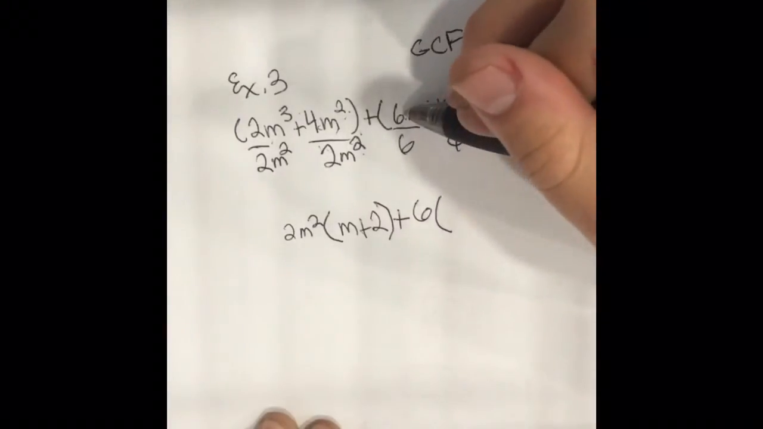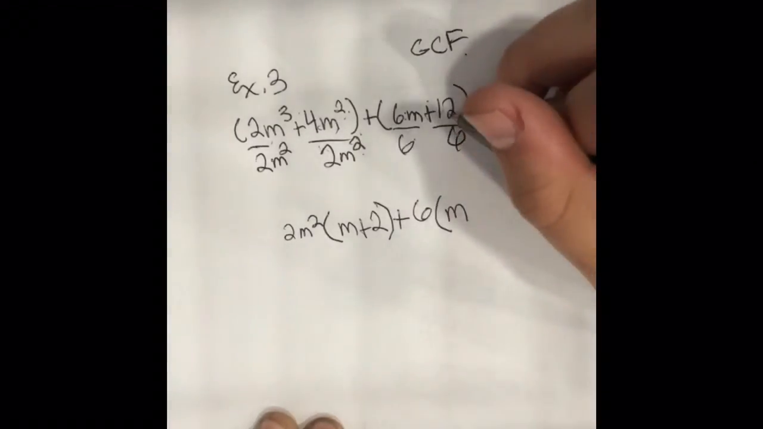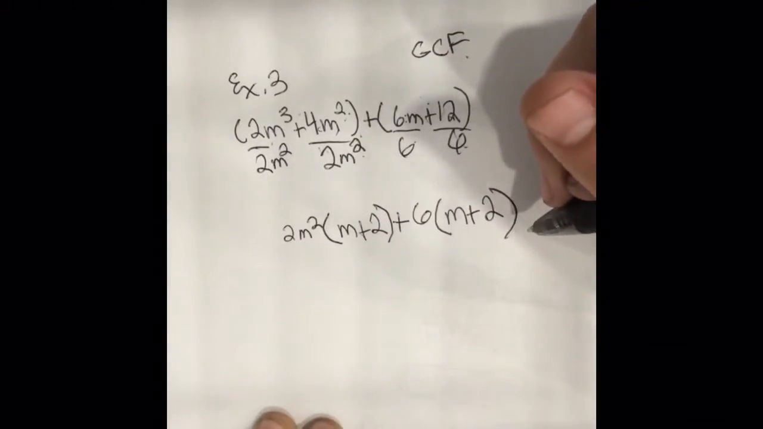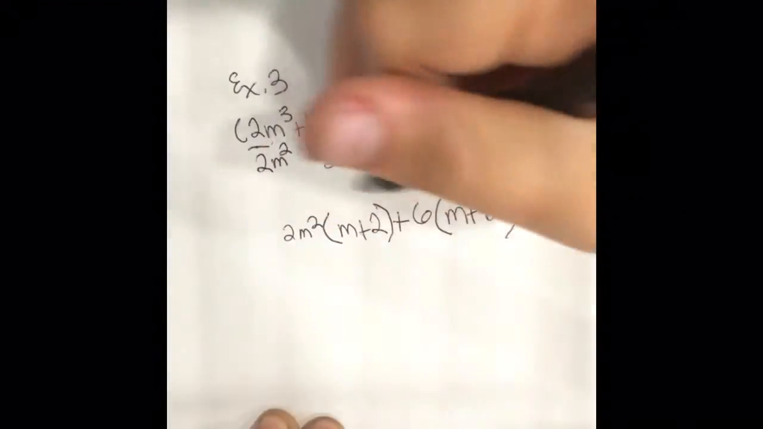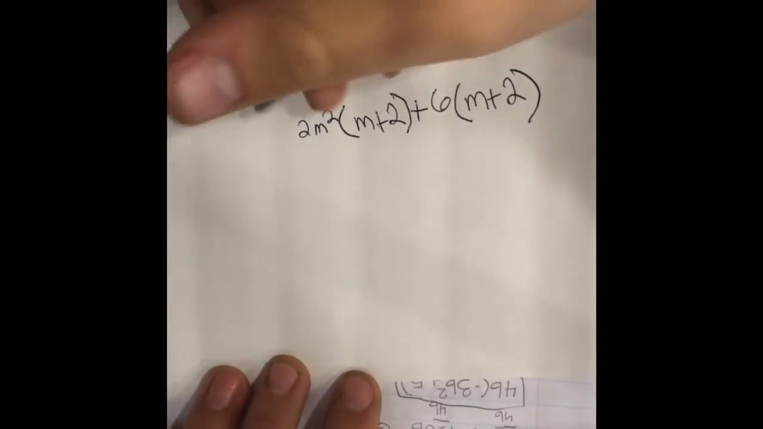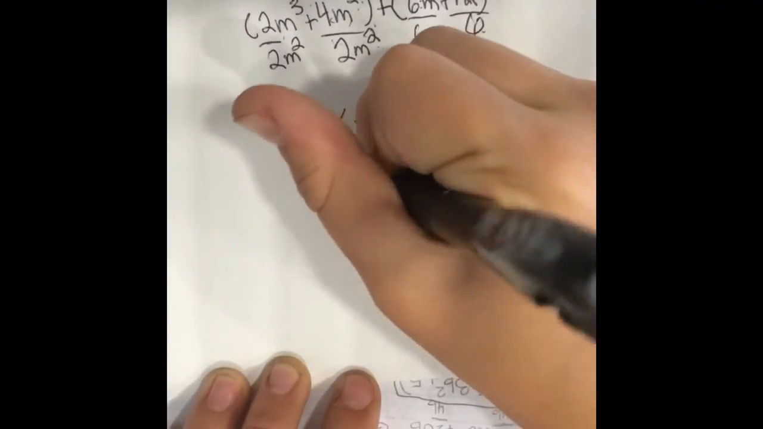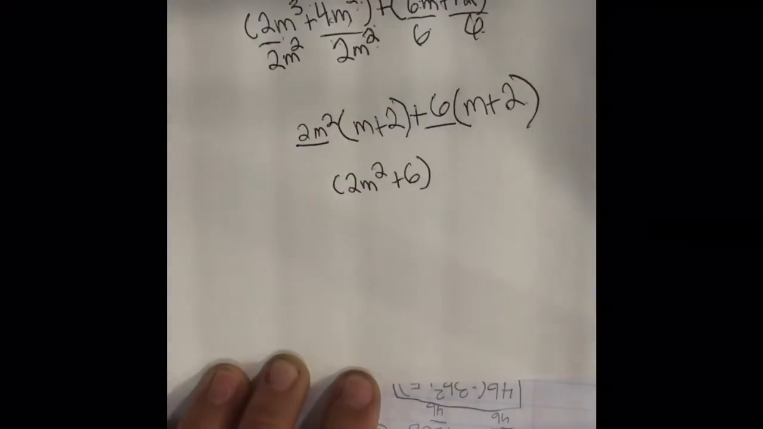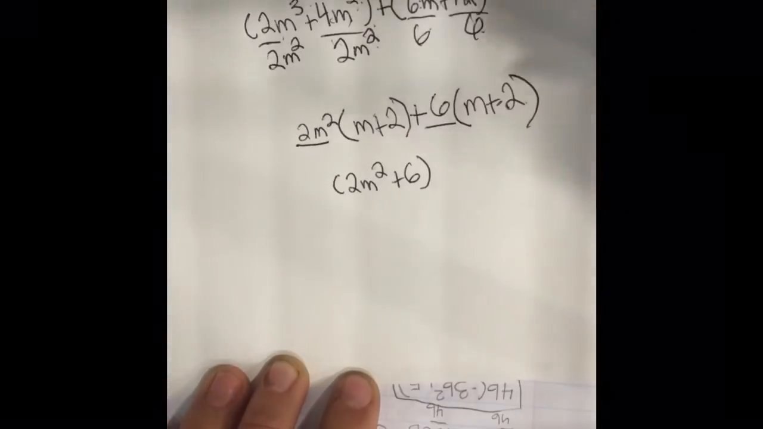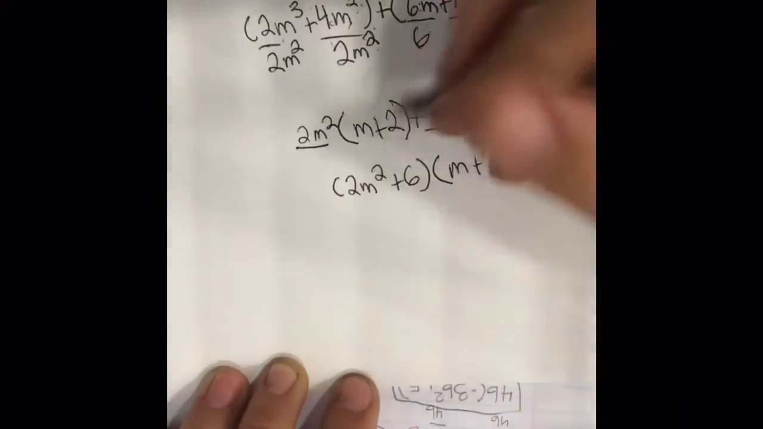And you would divide 6m by 6, which would give you m, and 12 divided by 6 would give you 2. And our last step, we have to find the ones that are in common here. So 2m squared and 6 you would write down. 2m to the second plus 6. And it's always a good sign when these two are common because we know we've solved the problem correctly. So we put m plus 2, and this is our final answer.